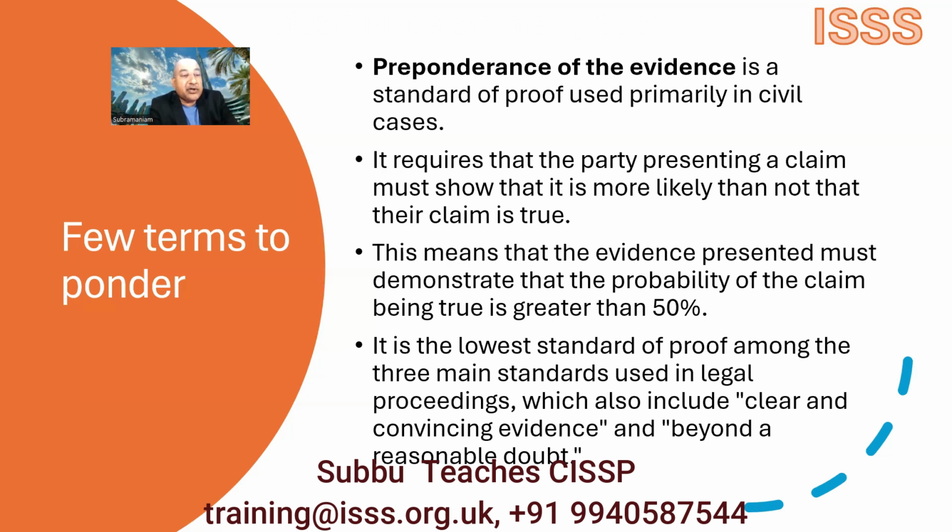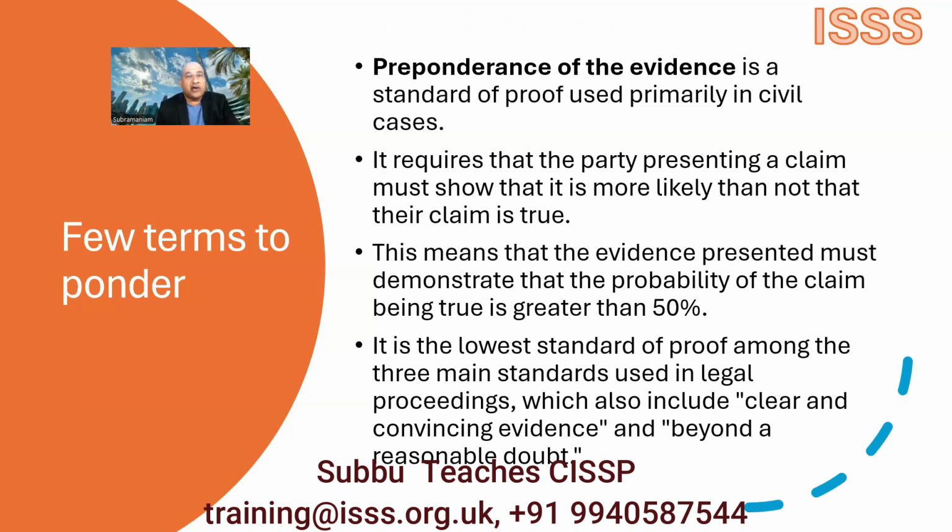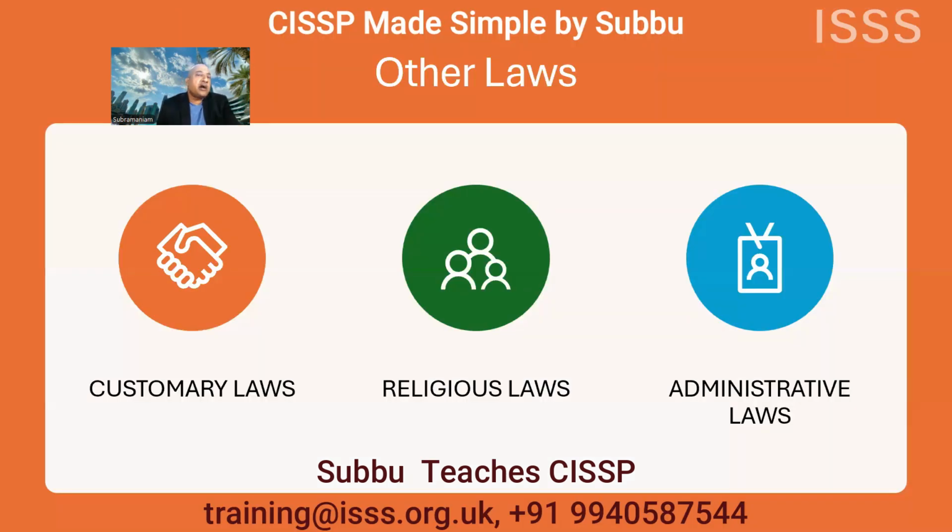It requires the party presenting the claim to show that it is more likely than not that the claim is true. So I am going to produce the evidence in such a way that the weightage is more, to prove somebody guilty or not guilty, whatever it is. Preponderance of the evidence and beyond reasonable doubt all come under the burden of proof. Beyond reasonable doubt is always associated with criminal cases, and preponderance of evidence is always associated with civil cases.